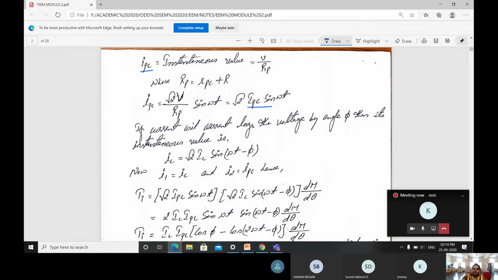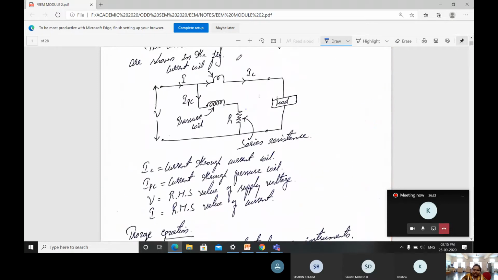If the current in the current coil lags the voltage by an angle phi, then what is the equation I can write here? That is ic due to the current coil. Here it is taken as capital IC due to the phase difference.